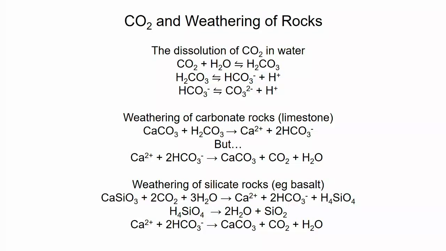So we take silicate rocks, we take CO2 and water, and we produce the same kind of things, dissolved ions. Okay? So that will remove CO2 from the atmosphere. Okay? We're using this as a reactant. It's not in the products.